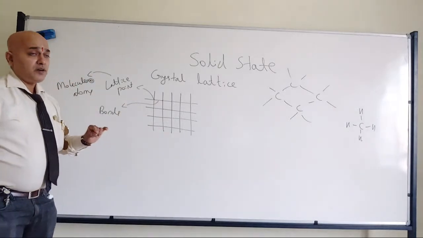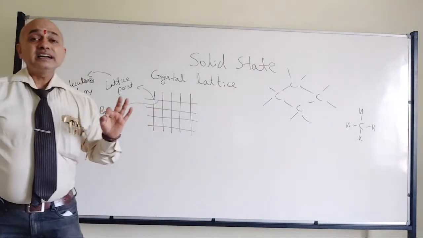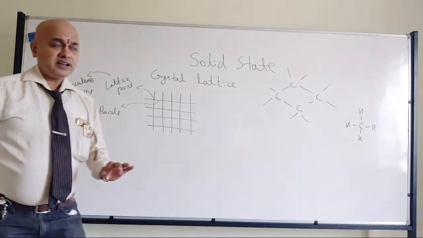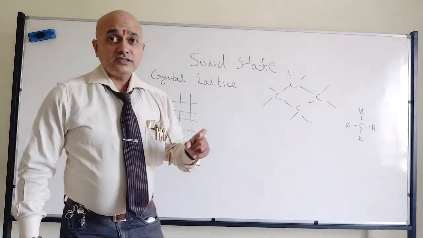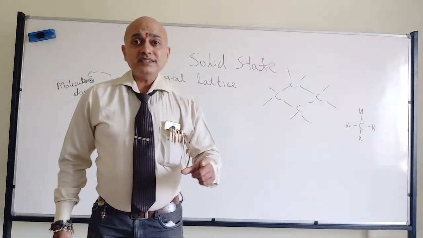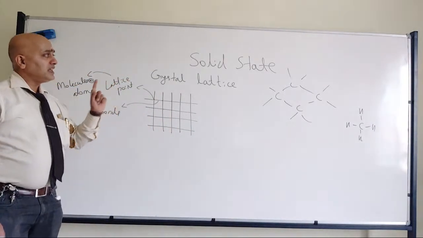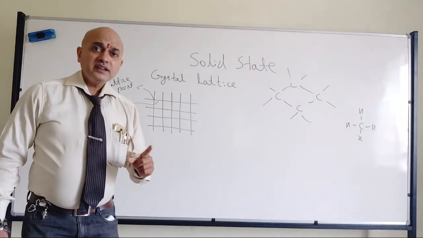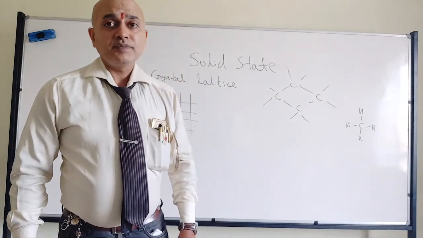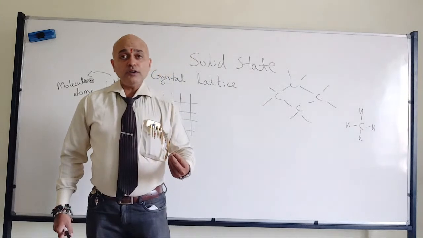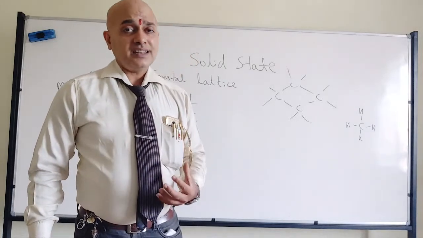And each element, which can be a molecule or atom, will be considered as lattice points. So what is a lattice point? A lattice point is a representation of an element or molecule in a crystal lattice. The intersecting of those lines is called lattice points. So lattice points are nothing but a molecule or an atom. Am I clear?